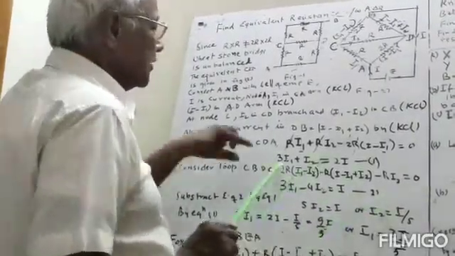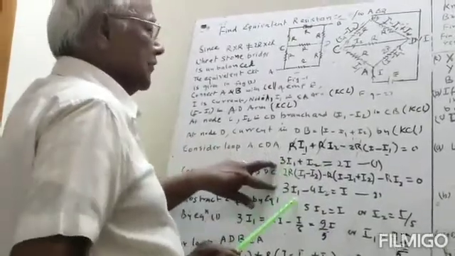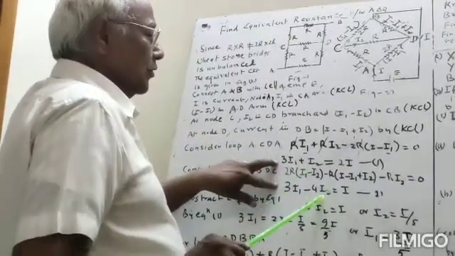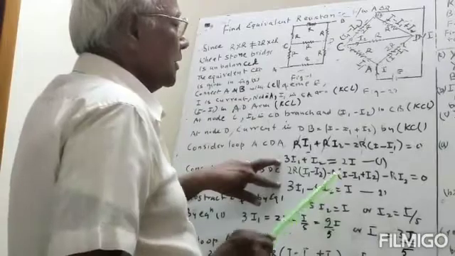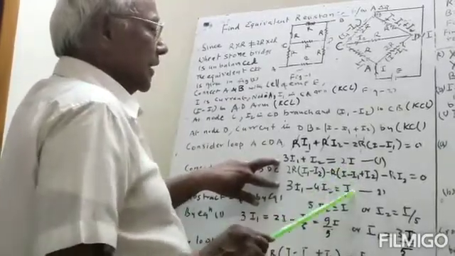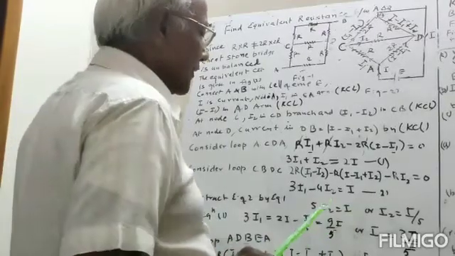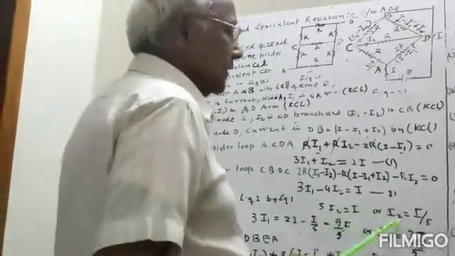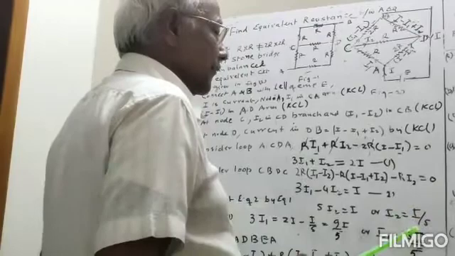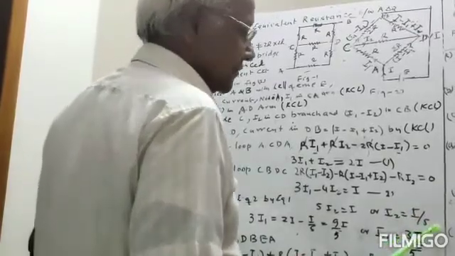Now we will subtract this equation from this. The 3I1 will cancel. So 5I2 will be equal to 2I minus I. So 5I2 will be equal to I. So we can say I2 is equal to 1/5 of I.